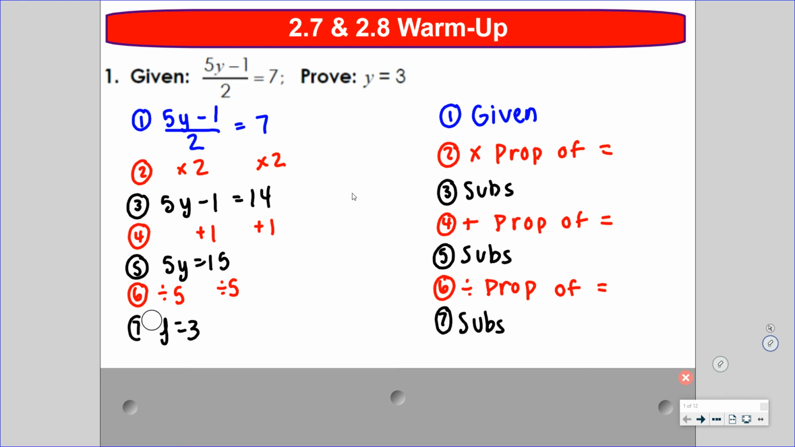Oopsie. Why did that erase? Okay, y is 3. Proven. Next one.